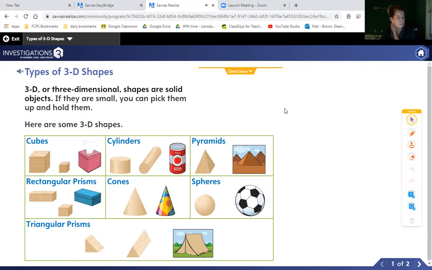Types of 3D shapes. 3D, or three-dimensional, shapes are solid objects. If they are small, you can pick them up and hold them. Here are some 3D shapes.